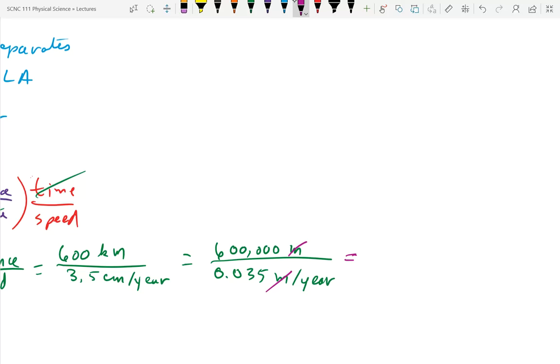Years, that's right. Years, because we have units of 1 divided by 1 over years. 1 divided by 1 over means the thing that's on the bottom comes back up to the top. And so you're going to have something that's going to be clearly in the ballpark of just under 2 million years.